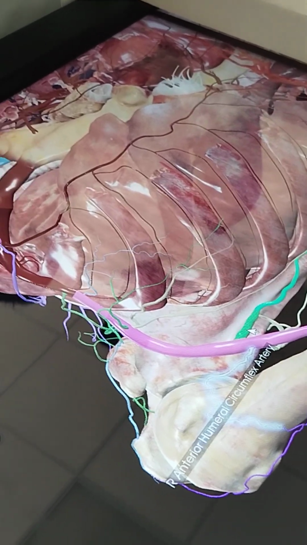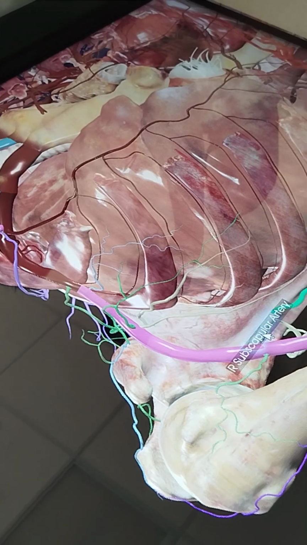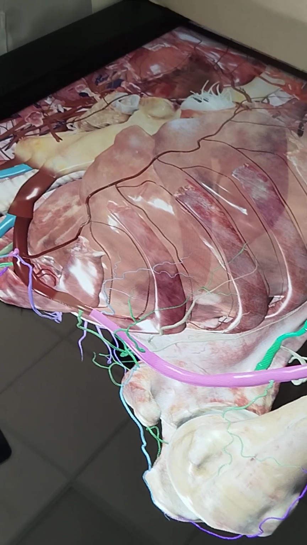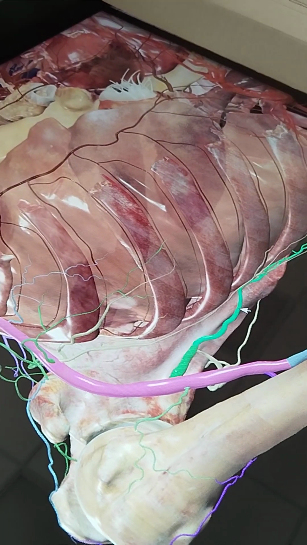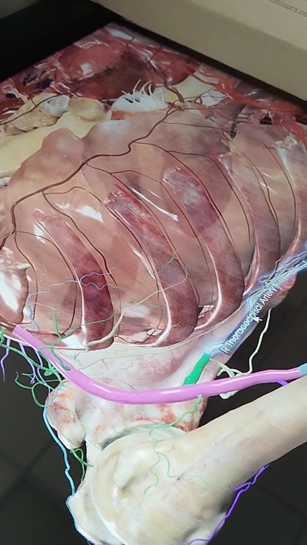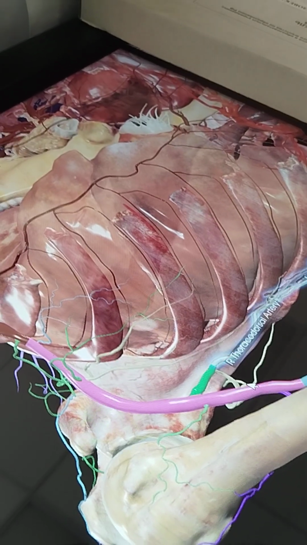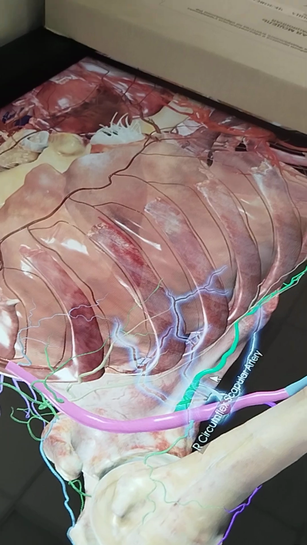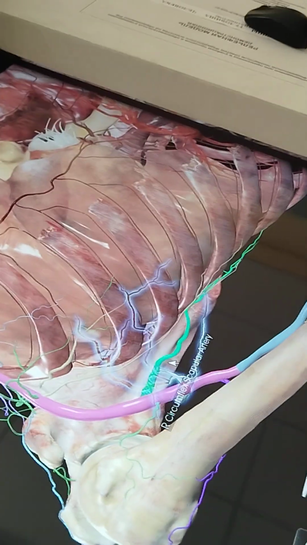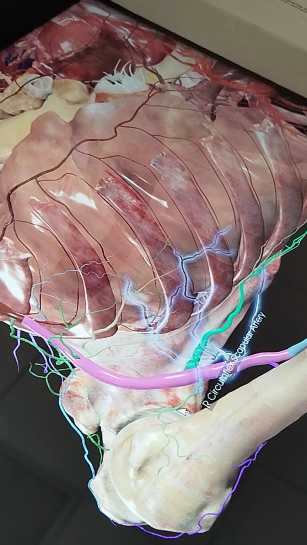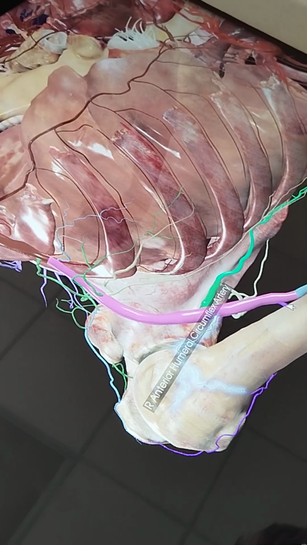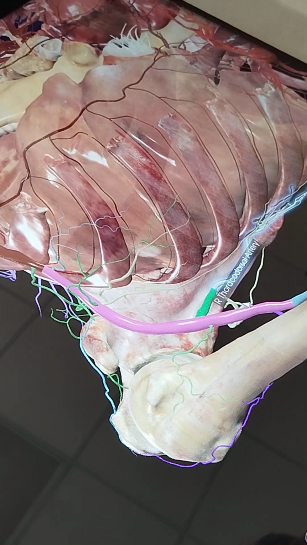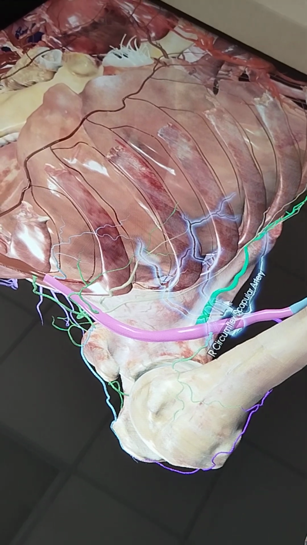And this is subscapular artery, arteria subscapularis, and arteria subscapularis subdivides into two branches. One of them goes to latissimus dorsi muscle, that is arteria thoracodorsalis, and here it is arteria circumflexa scapulae, circumflex scapular. I already said about anterior and posterior circumflex humeral artery, subscapular, thoracodorsal, and circumflex scapular artery.